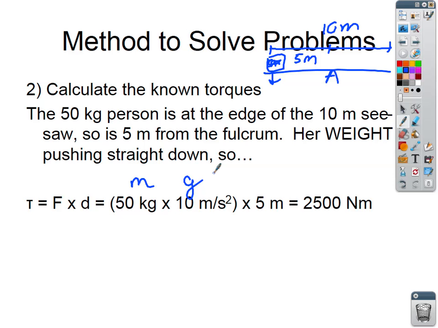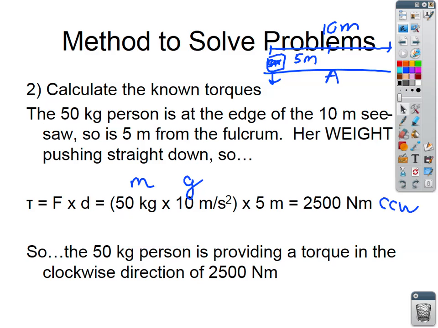Okay, gotta find the weight. I'm doing force, not mass, times distance. Force times gravity. Mass times gravity times the distance from the fulcrum. So you're going to get some large numbers here. So 50 times 10 is 500, wow, times 5 is 2,500 Newton meters. This torque would be counterclockwise. Is that positive or negative? Who knows? You get to pick that out in a moment. Okay?